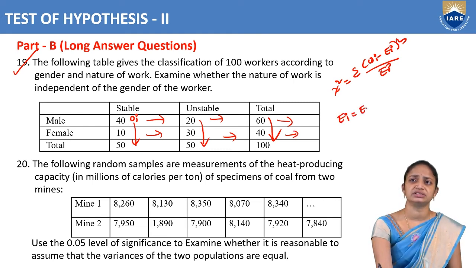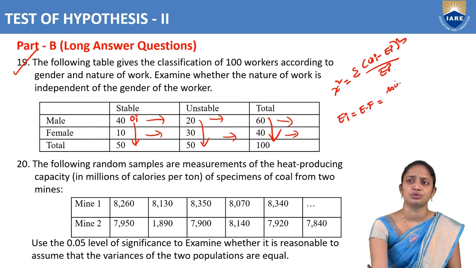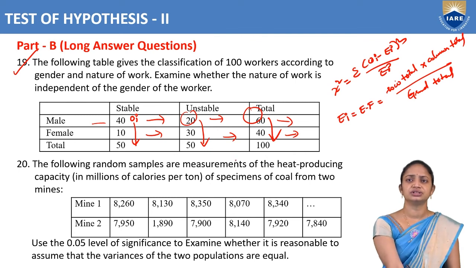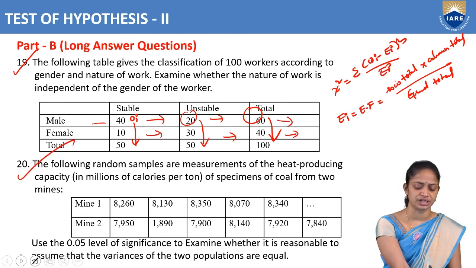The expected frequency is nothing but the ei values, that is equal to the row total into column total divided by grand total. So we have to use this formula to find the expected frequencies. The given frequencies are observed frequencies, these are all observed frequencies. Okay, so coming to the next question.